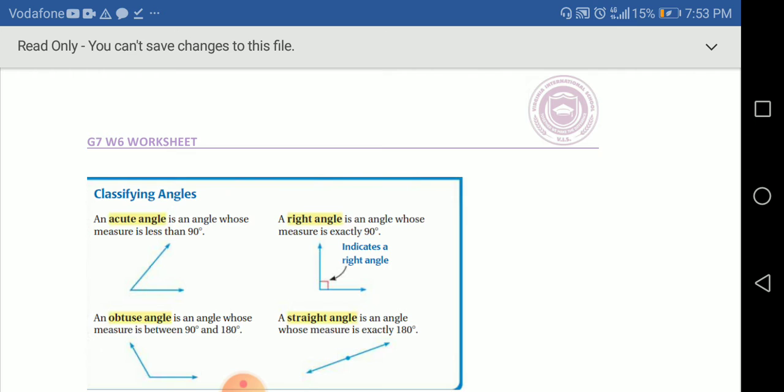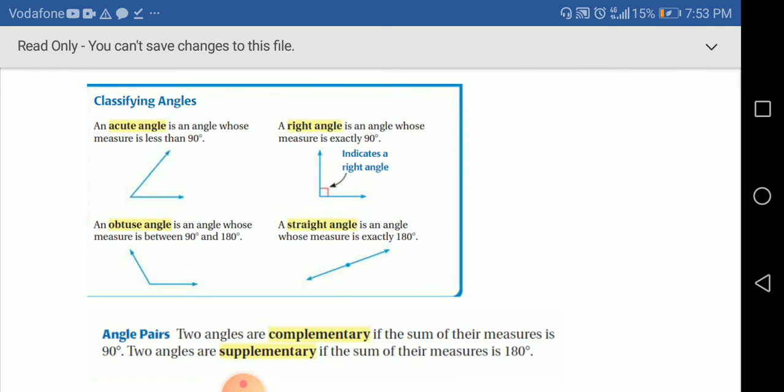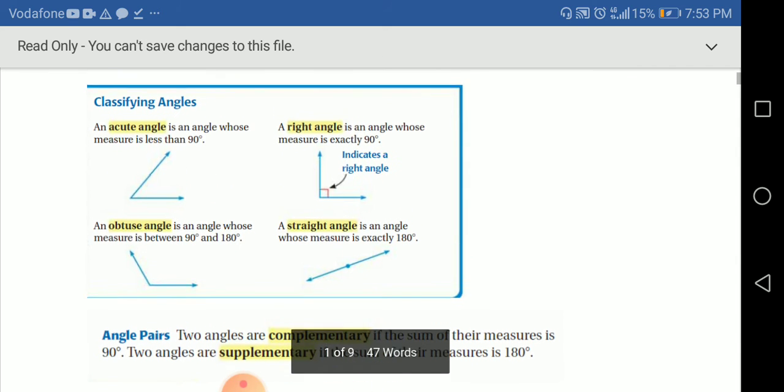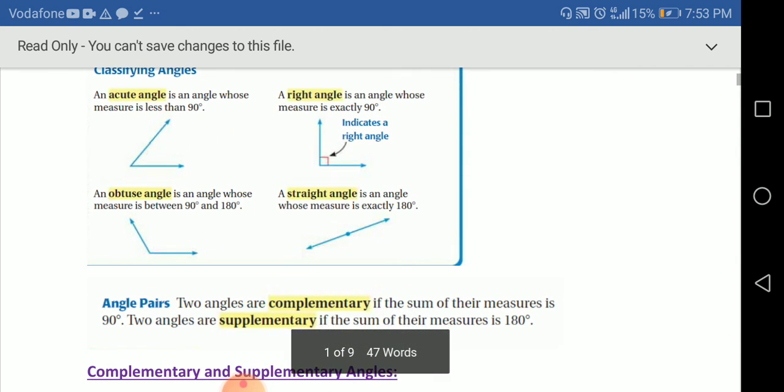It's about angles. So we are entering now the geometry section. It's very easy and interesting. So we're going to revise together classifying angles. Okay, what about angles and classifying the angles?